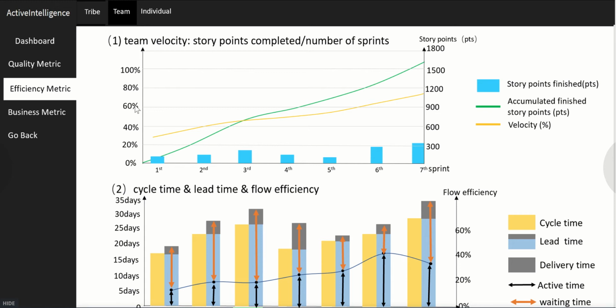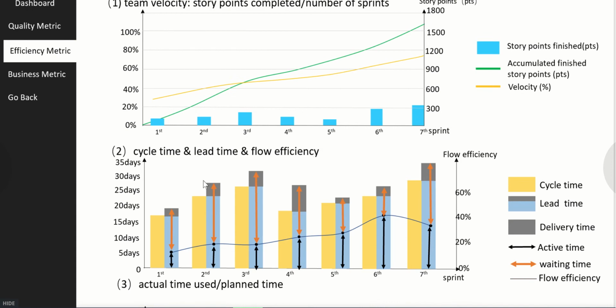Second is the efficiency metric. In the efficiency metric, we are tracking team velocity, so the number of story points you are finishing. As you can see, the graph is quite linear, and then it's moving down and then up. So it's quite variable. Second, we are tracking the cycle time, lead time, and flow efficiency.